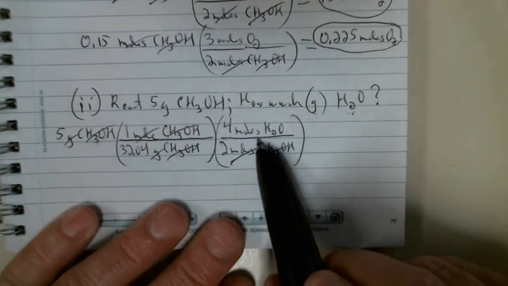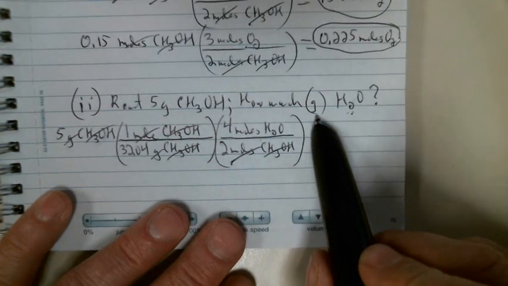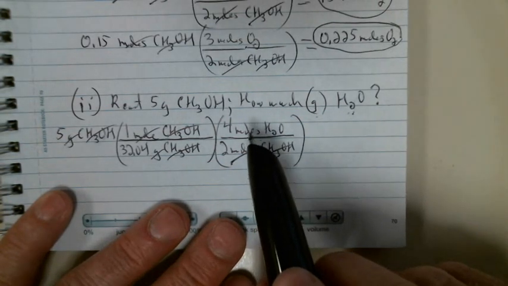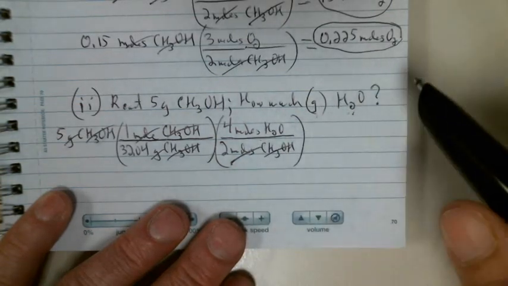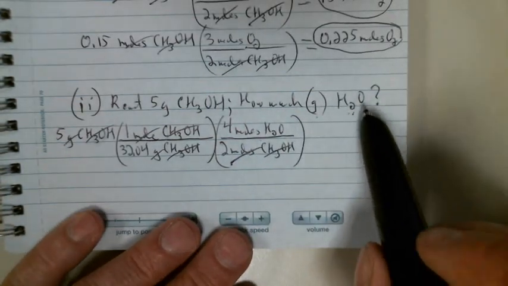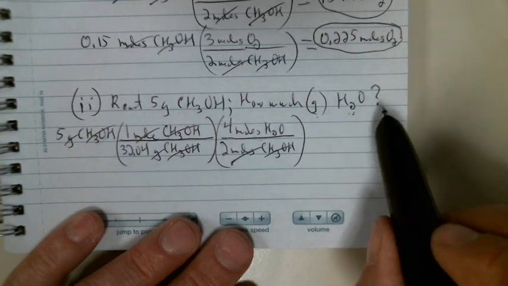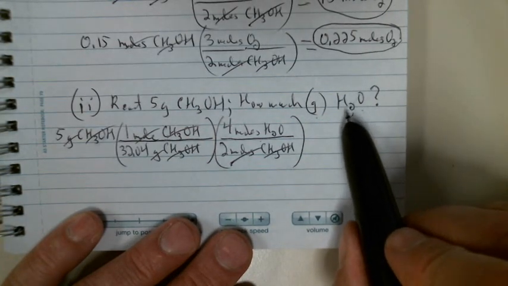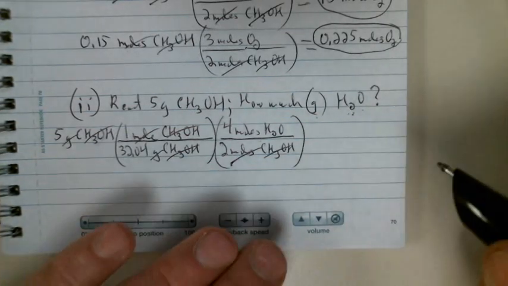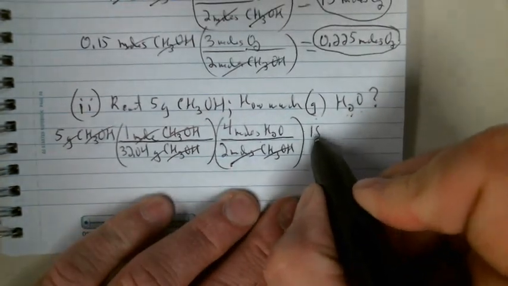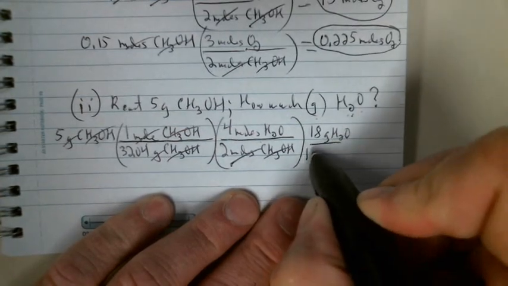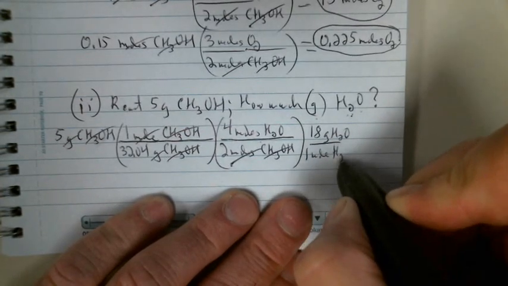Now we want to go from moles. They want actual grams, so the conversion between grams and moles is the molar mass. I'm just going to do that in my head, and I'm going to use round numbers. So oxygen is 16, hydrogen's 1. There's 2 hydrogens, so that's 2 plus 16. So we're going to call that 18 grams of water is the same amount as 1 mole of water.